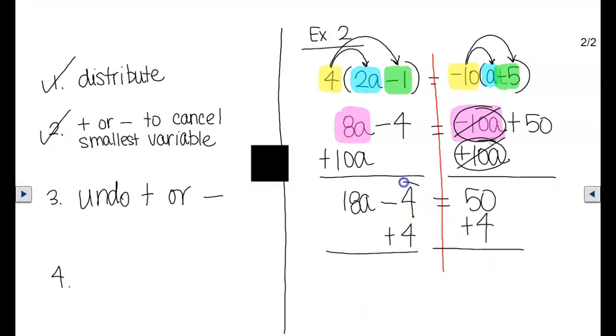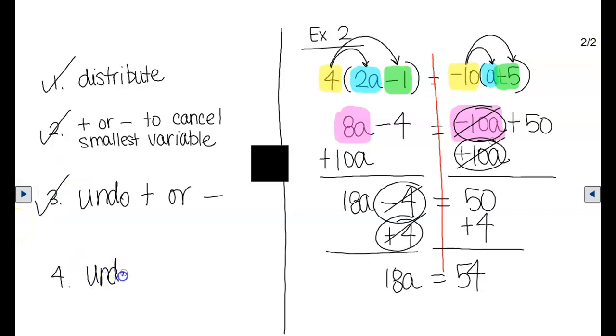And let's see what we've got. Subtracting 4, adding 4. We know what's going to happen there. We have 18a is equal to 50 plus 4, which is 54. So I have undone addition or subtraction. And now we know, to finish this off, we undo multiplying or dividing. So when I look at my variable, 18a, I see 18 times a. So I will do the opposite and divide by 18. Multiplying by 18, dividing by 18, go away. A equals 54 divided by 18, which is 3.